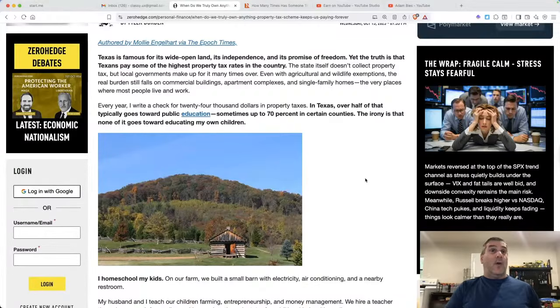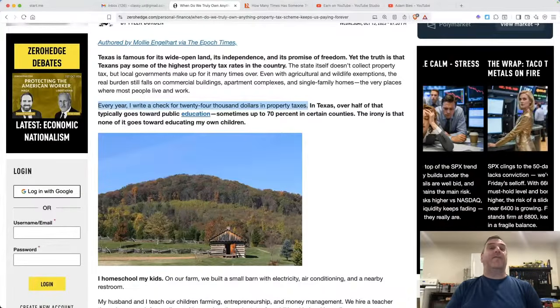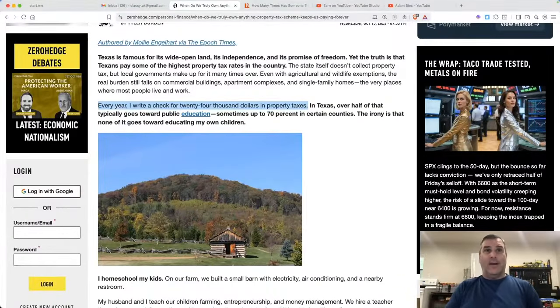And it says, every year I write a check for $24,000 in property taxes. Now, I'm going to pause there for a second. Hold on a second. So whoever wrote this article is fucking rich, right? I'm going to drop the F-bomb on that. If you're paying $24,000 a year in property tax, what the fuck kind of house do you live in? And how much land do you own? Because I know people who aren't even paying that much for a mortgage.